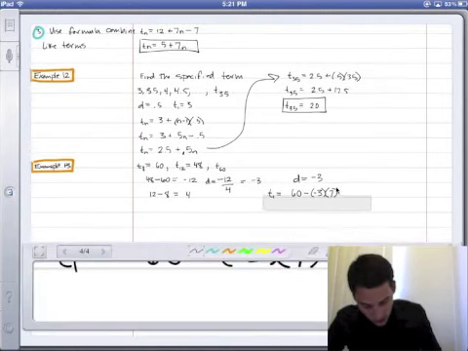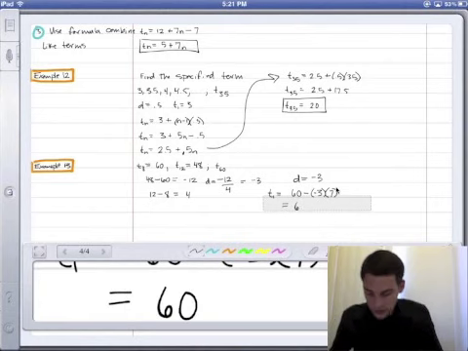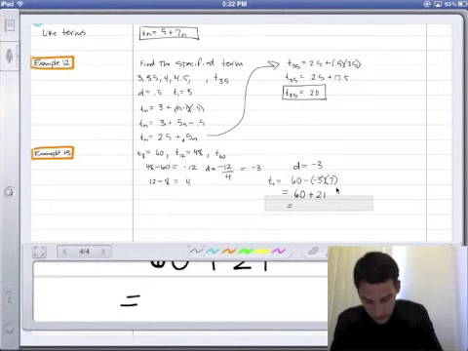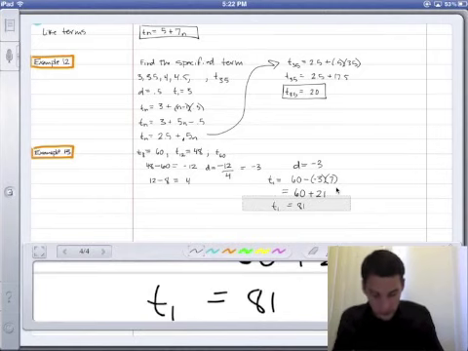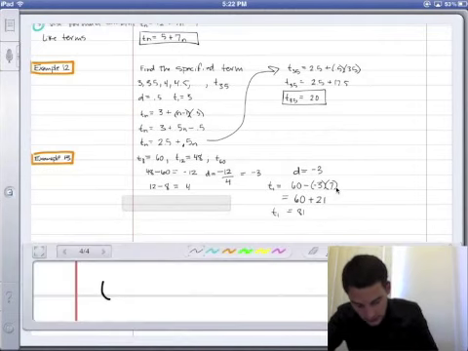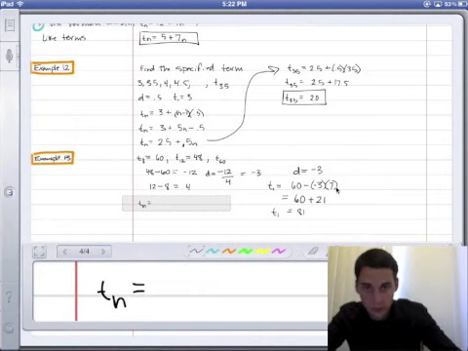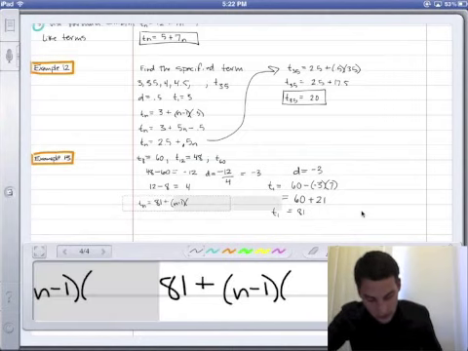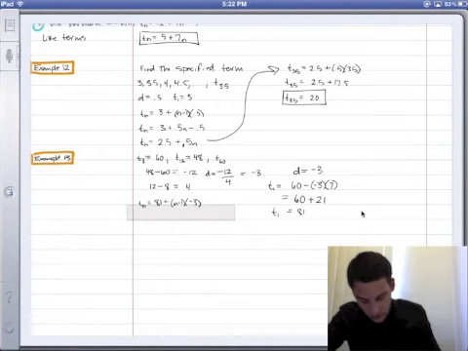So that ends up being 60 minus, or plus 21, negative and a negative. So that equals 81. So my first term is 81. I have d, so now I can get a formula, and then I can plug in 60. So my formula will be t sub n equals the first term, which is 81, plus n minus 1 times d, which is negative 3. Distribute.